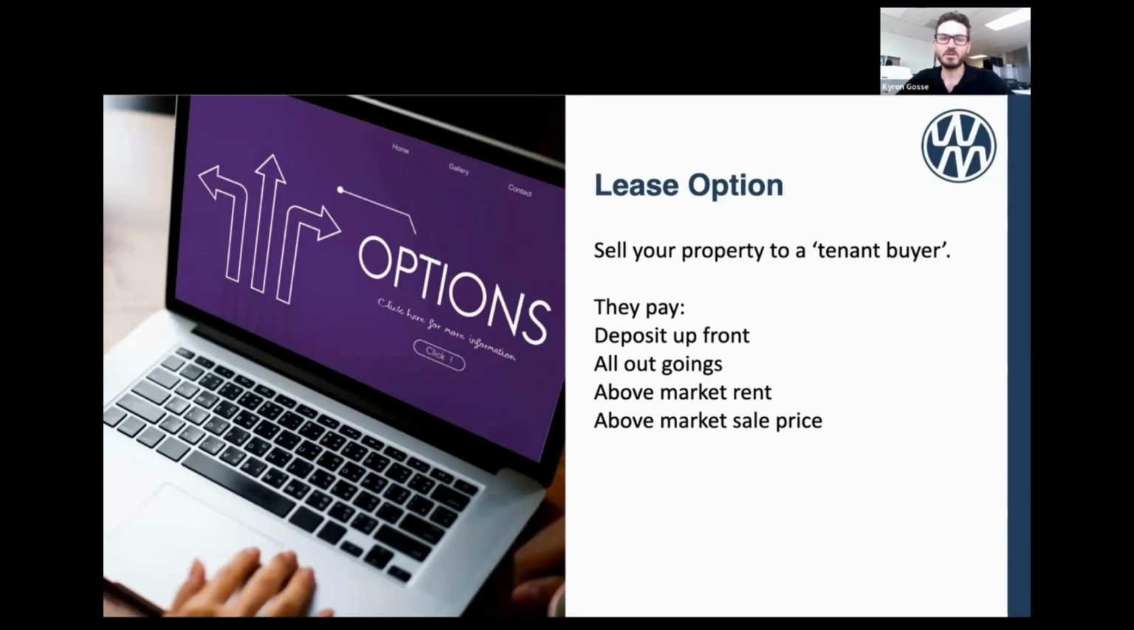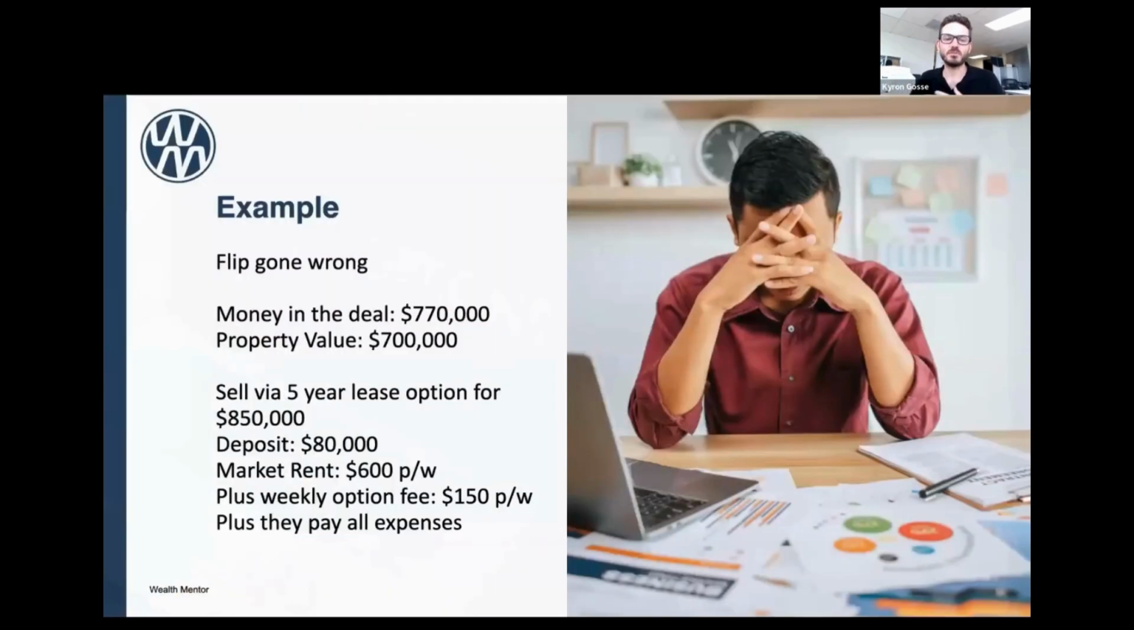The second side to it is they're going to pay you an above market rent because they've got an ownership stake in it. They would typically pay around about 10% above market rent, which means that should now hopefully increase the cash flow and remove you from being negative. So between those two things, the above market rent and them paying the outgoings. And then the third part is they actually pay above market price for the property should they choose to actually execute the option.